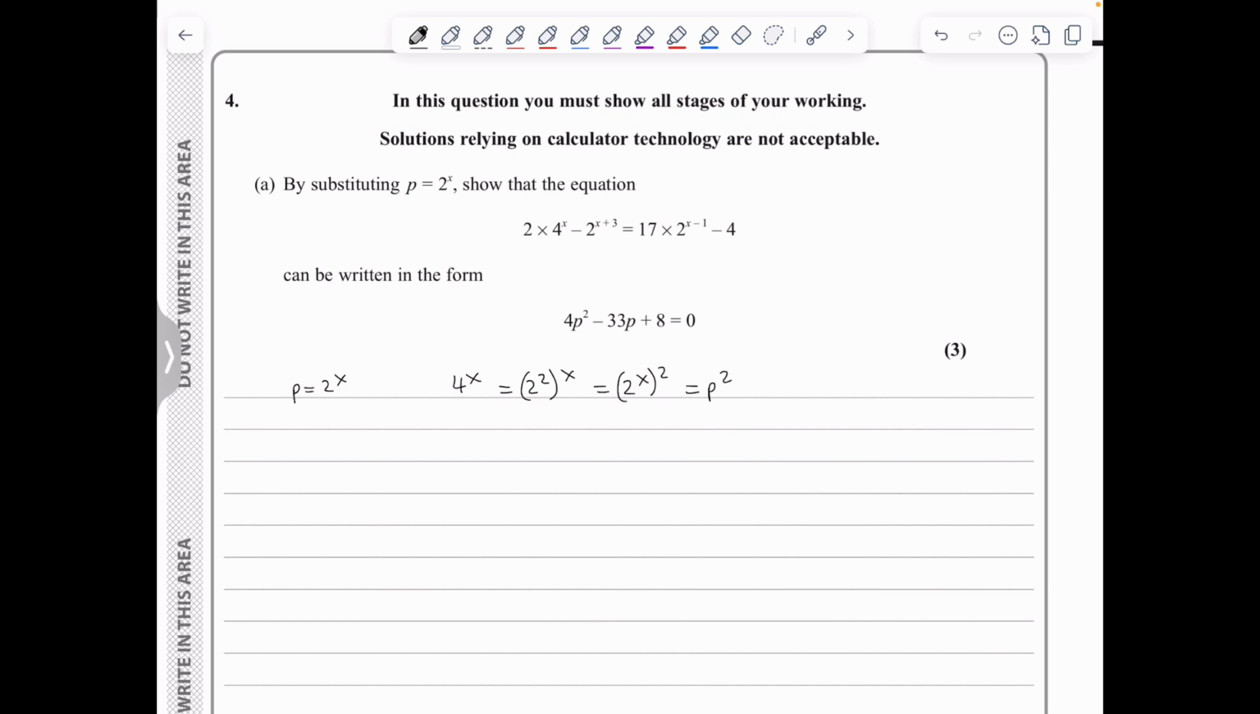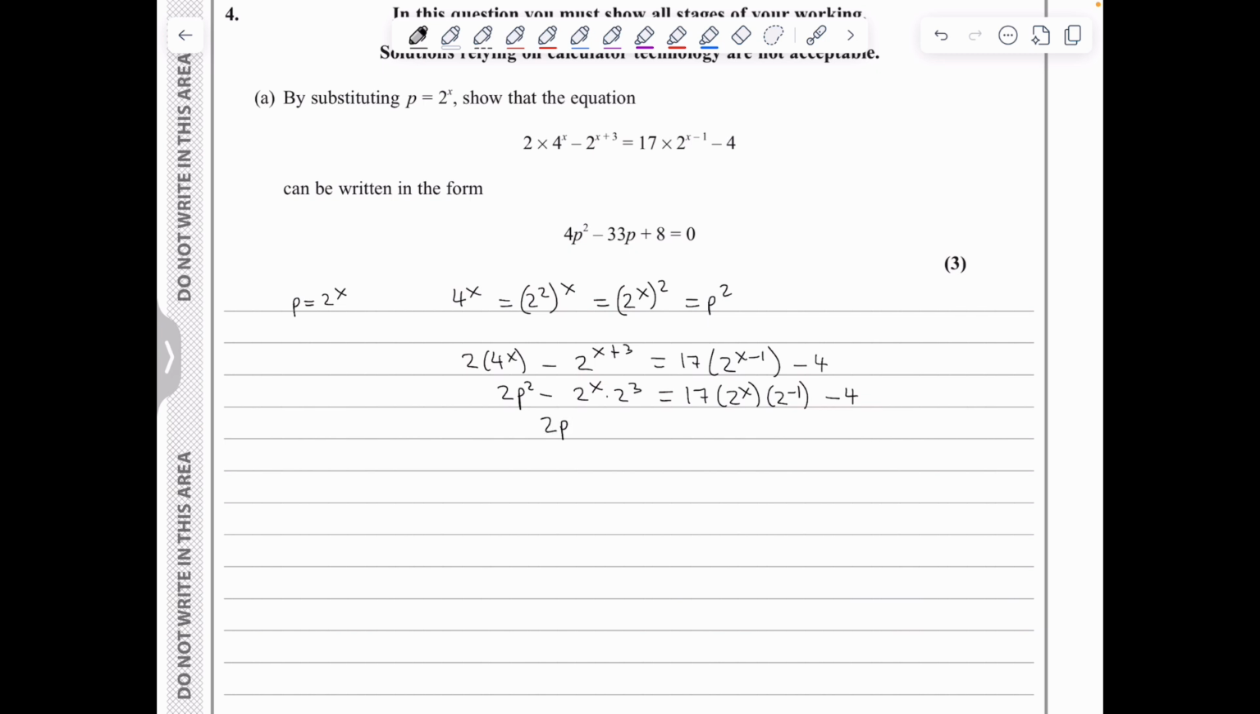Well, we've got 2 times 4 to the x minus 2 to the x plus 3 is 17 times 2 to the x minus 1 minus 4. We said that 4 to the x is simply p squared, and I will split 2 to the x plus 3 as 2 to the x times 2 to the 3, and this is equal to 17 times 2 to the x times 2 to the minus 1 minus 4, which means we're looking at 2p squared minus 8p is equal to 17p times a half minus 4.